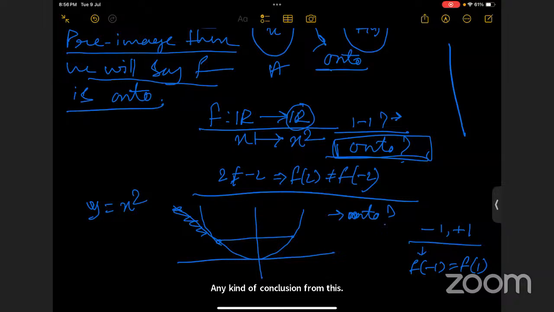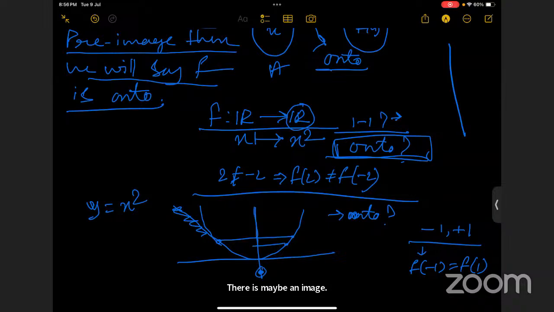We want to know if this is onto. If this is onto, that means from this graph, if we draw from any point the vertical line to the x-axis, there is maybe an image. Okay. But what about this point?